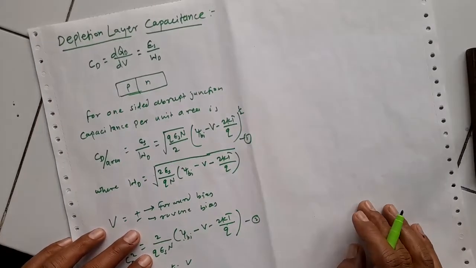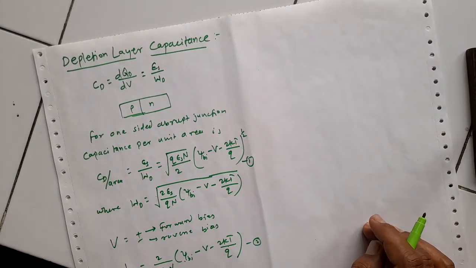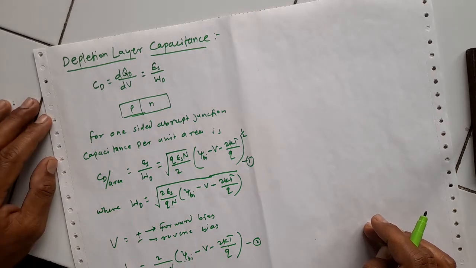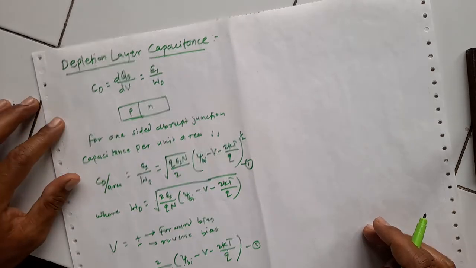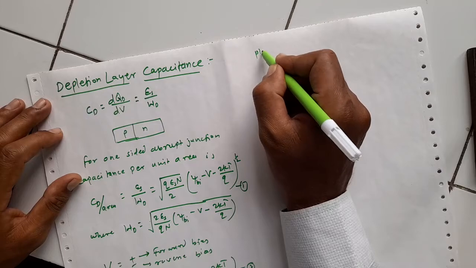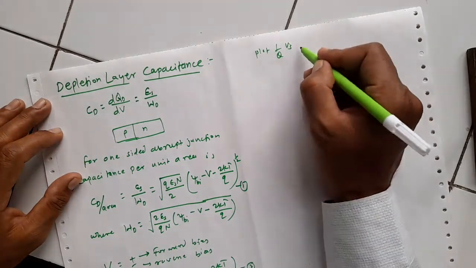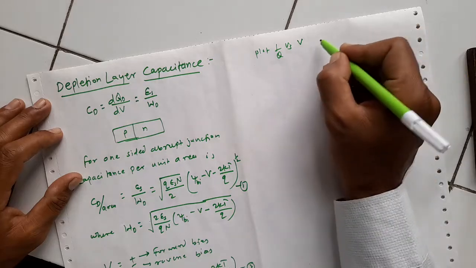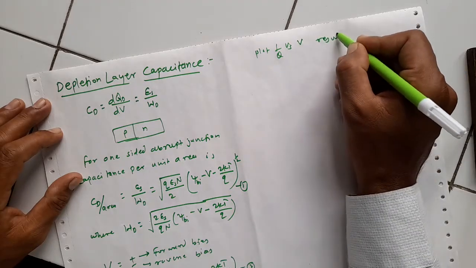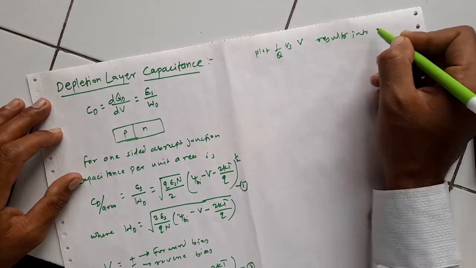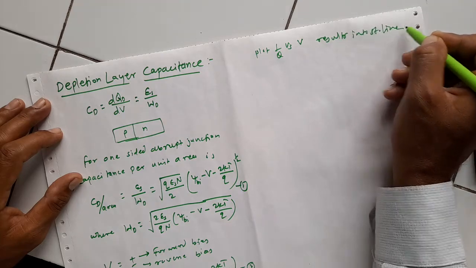It is clear from the above two equations that if we plot 1 by C_d square versus phi, it results in a straight line.